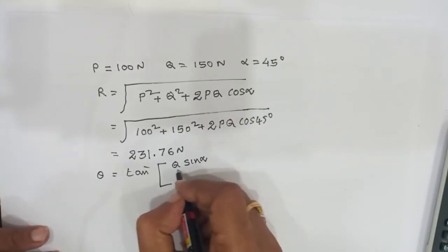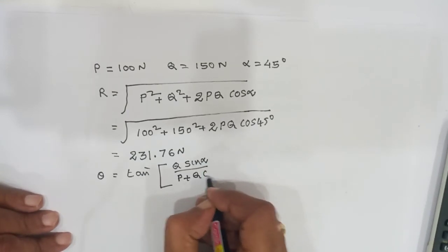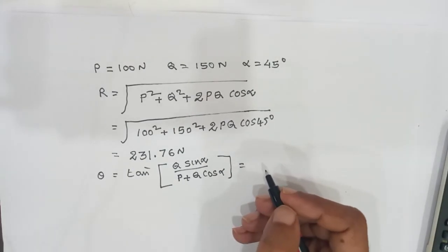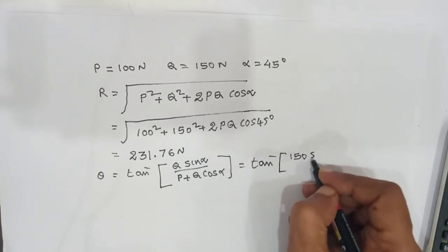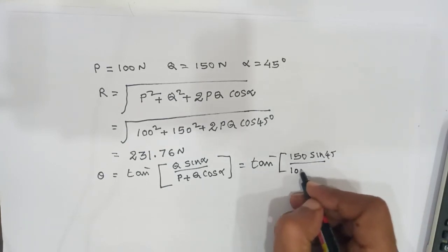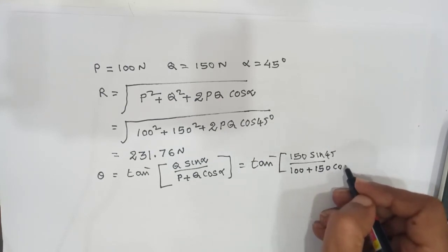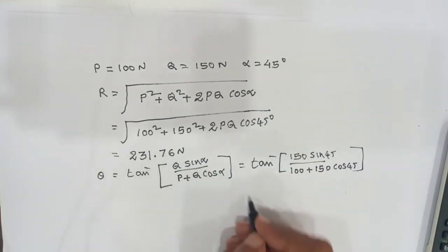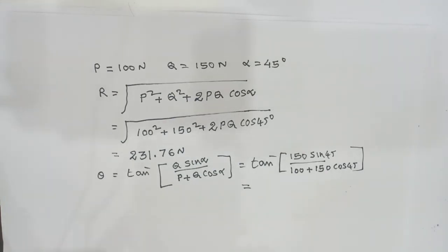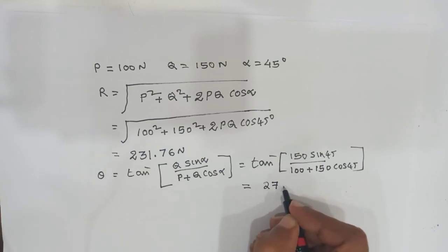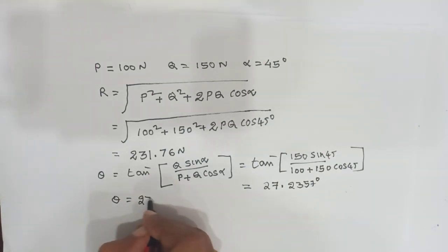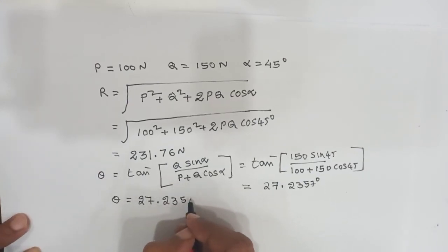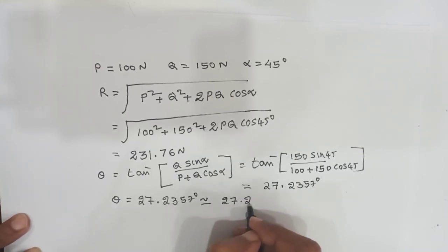Then the direction of the resultant theta is equal to tan inverse of Q sin alpha by P plus Q cos alpha, which is tan inverse of 150 sin 45 by 100 plus 150 cos 45, which is equal to 27.2357 .24 degrees.